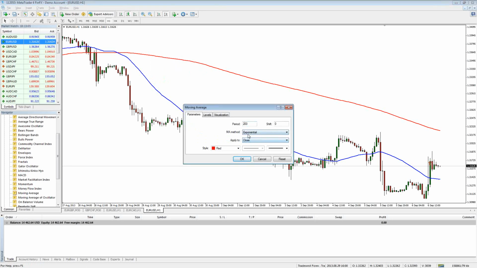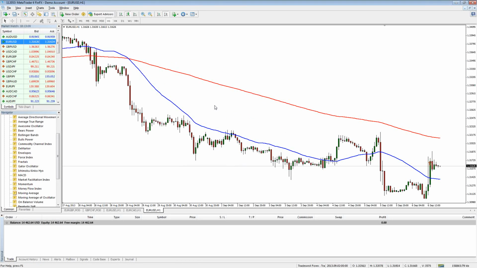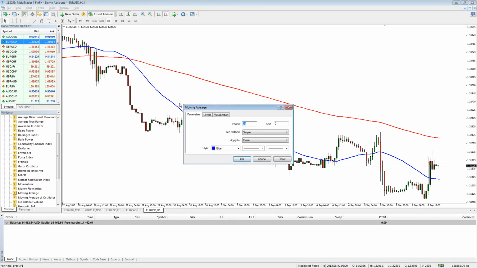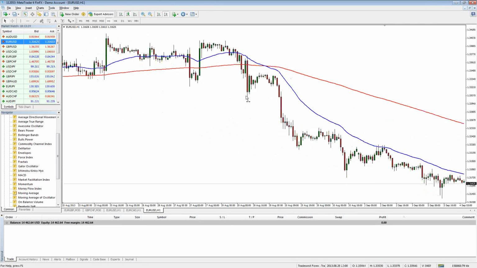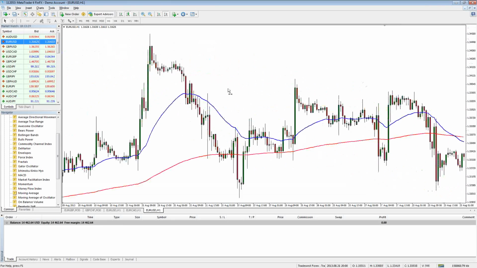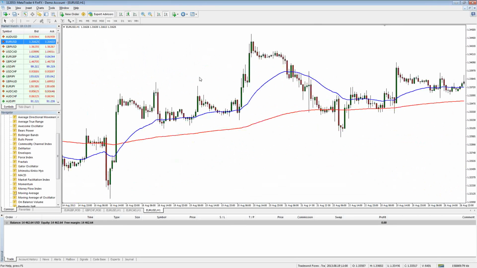Exponential moving average on the close, no shift, just 200 EMA is what we use for our long term, for trend direction. And then we like to use the 34 EMA for our short term, for the support and resistance. Okay, that's all we need for the simple trading system.